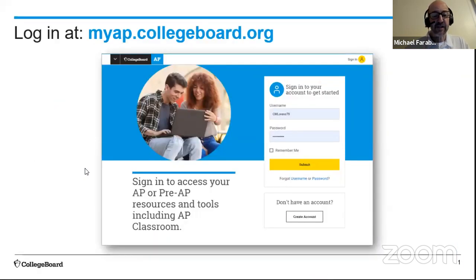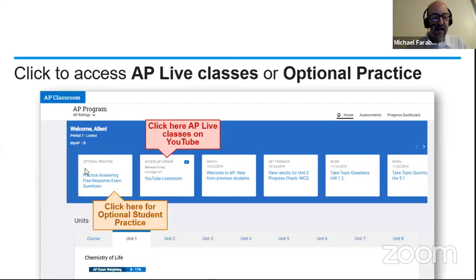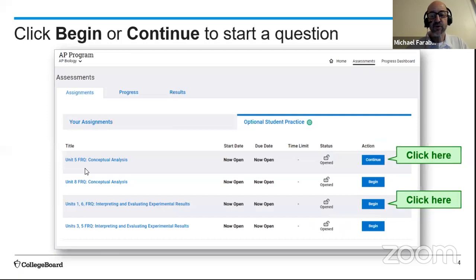I had mentioned this earlier in another lesson about you can log in to myap.collegeboard.org and you can practice some questions. So you can click on AP Classroom and you can focus on practicing answering free response questions. And you can also look at the official scoring guidelines.